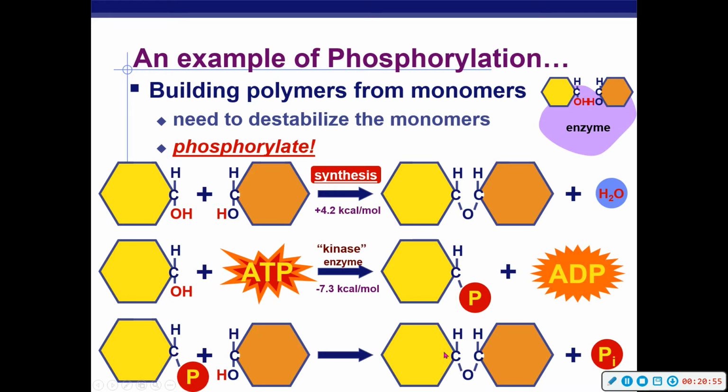So that monomer is going to have to drop that P, as we see here. It's going to have to drop it, so we get a Pi, inorganic phosphate. That will also go back to the mitochondria to get recycled.